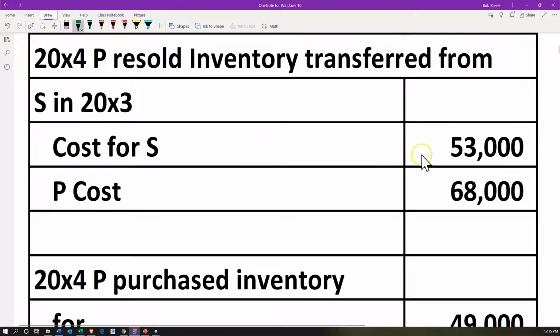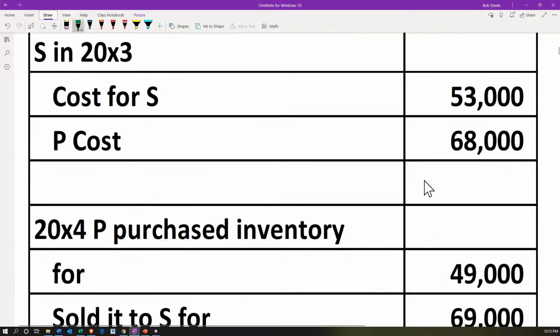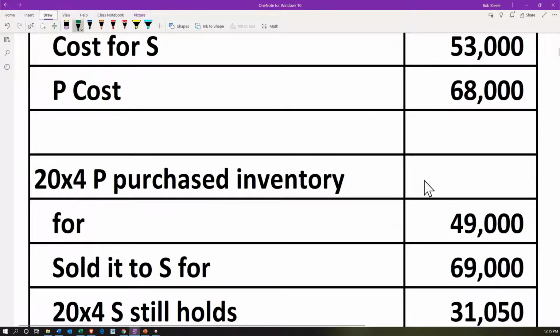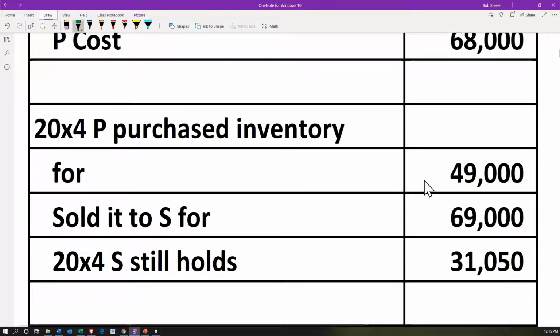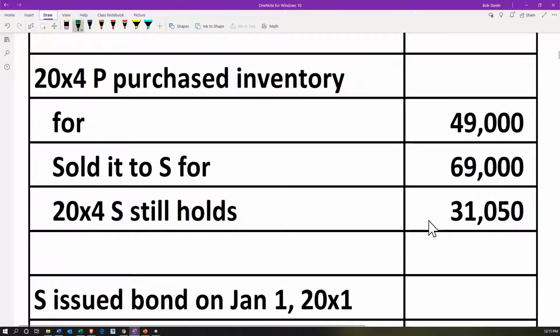The cost to S is going to be $53,000, the cost to them of what they sold in the prior year, 2000X3. Cost to P then, the $68,000, that's what they purchased it for last year. Then in 2000X4, P purchased inventory for $49,000. That's in the current year that we will be consolidating. The parent purchased $49,000 inventory, sold it to S for $69,000. So now we have a sale from P to S of that inventory. And then in 2000X4, S still is holding on to $31,050 of that intercompany transfer inventory that we'll have to deal with.